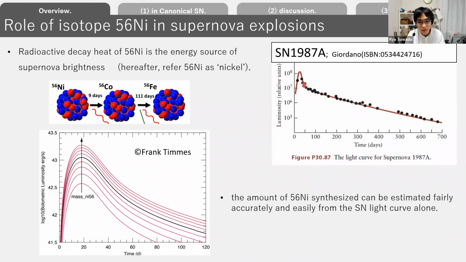This figure shows the observed points of supernova 1987A, the most famous supernova explosion. And the curve is fitted with the decay heat of the nickel. I will not go into detail here, but as the figure shows, the amount of 56 nickel directly affects the brightness of the supernova.